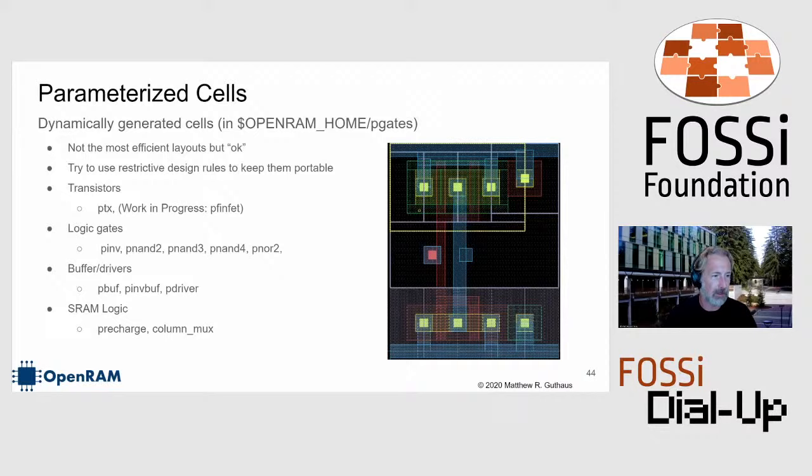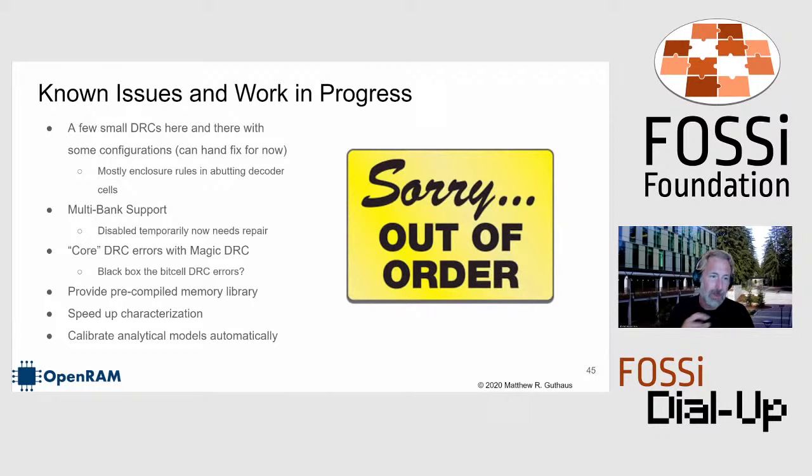Now, what are some of the known issues? I mentioned there's some DRC issues in Sky130 that we fixed by hand. Mostly it's enclosure issues and a few abutting space issues. The multi-bank support's temporarily disabled, but it's there.